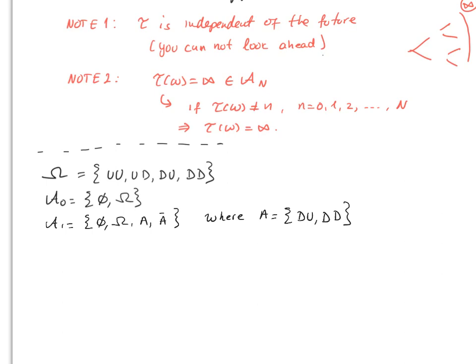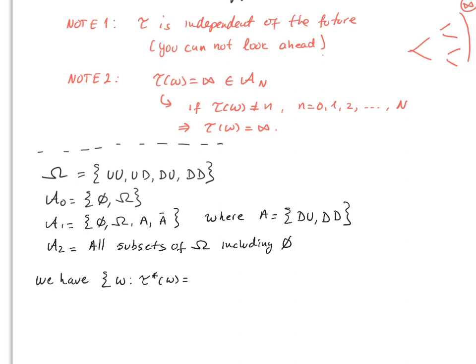Okay. And let's say that A2 will be the algebra of all the subsets of omega, including the empty set. Okay. So we have, using this information, that the following set, omega such that tau star of omega is equal to 1, is equal to du or dd. Okay, we saw that in the last example, which is equal to A. And remember, this belongs to A1.